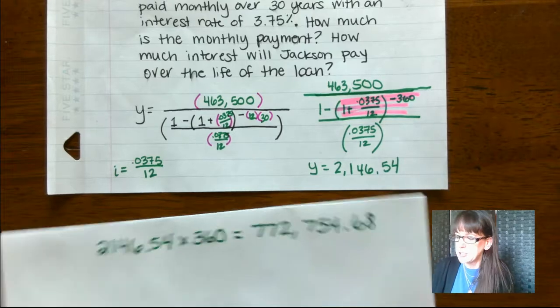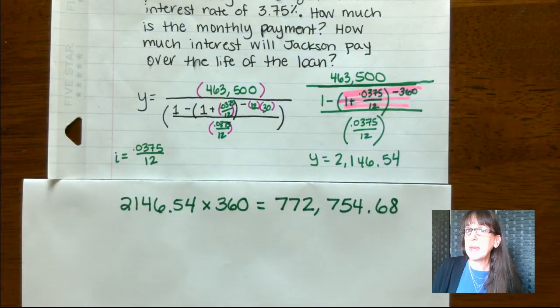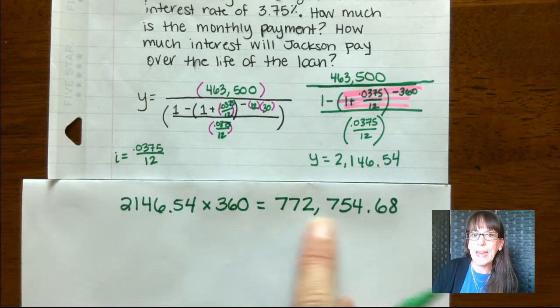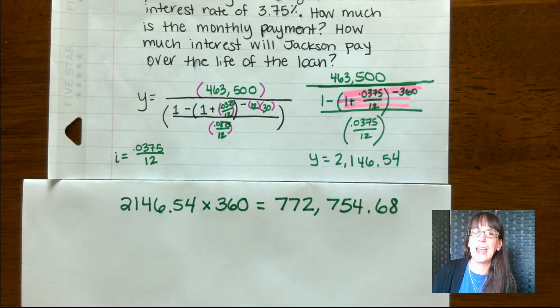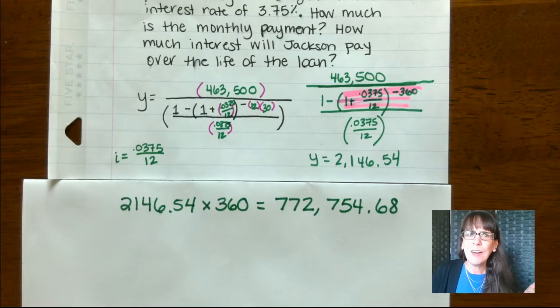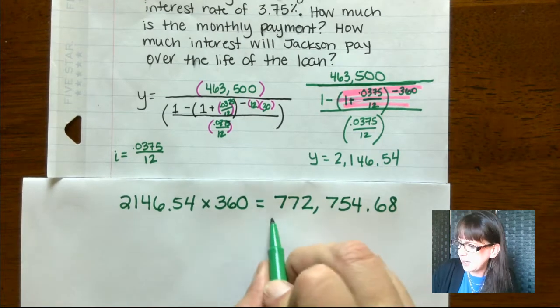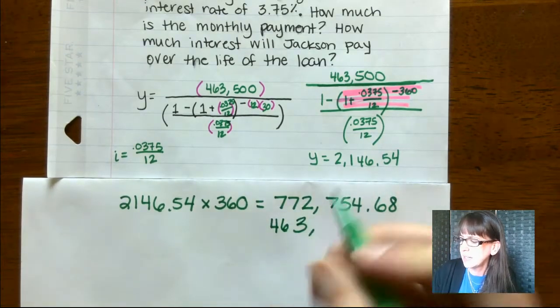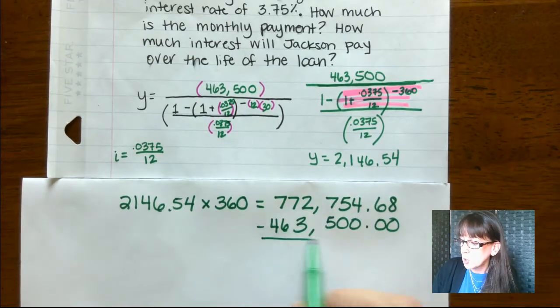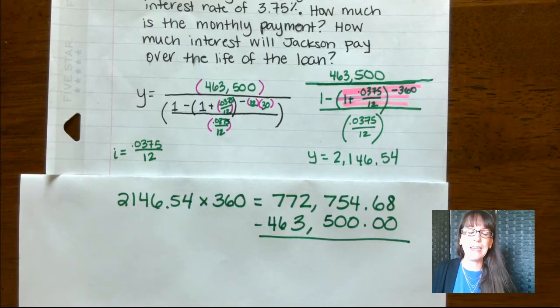$772,754.68. So in 30 years, if he makes that loan payment every single month, he will have paid back $772,754.68. I kind of said that weird. Now you might be thinking, but wait a second, he only borrowed $463,500, right? So that's the amount he borrowed. So everything else that he paid above that is interest.